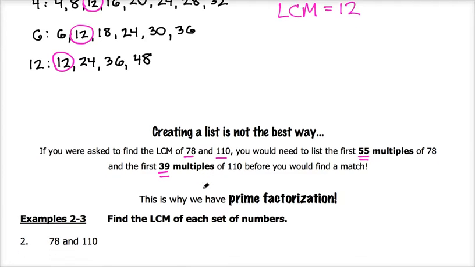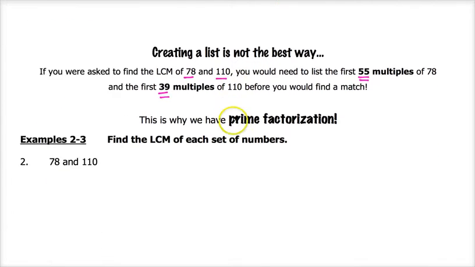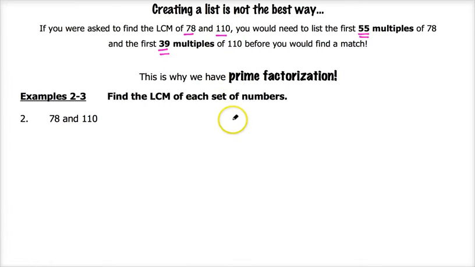So you would have some very, very long lists if all you did was list multiples of the numbers you were given. And so that's why we have a better method for finding LCMs, and that is called prime factorization, which you already know how to do. So let's try 78 and 110. Instead of writing out the multiples of 78 and the multiples of 110, I'm going to look at the prime factorization of each of these numbers.